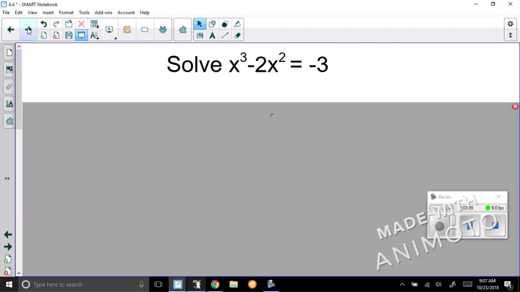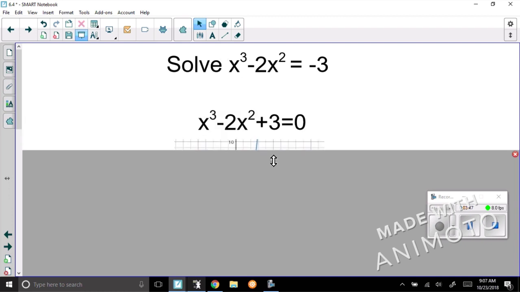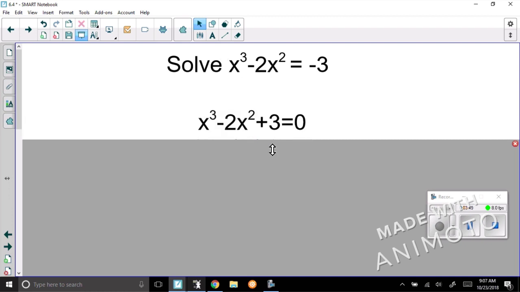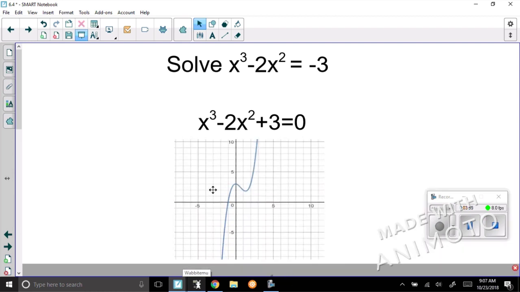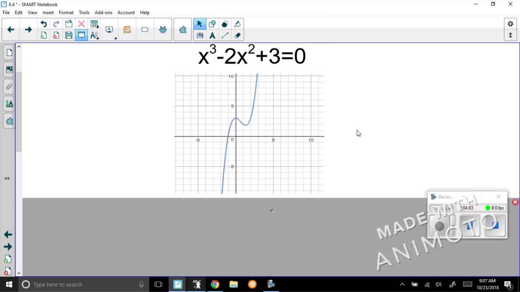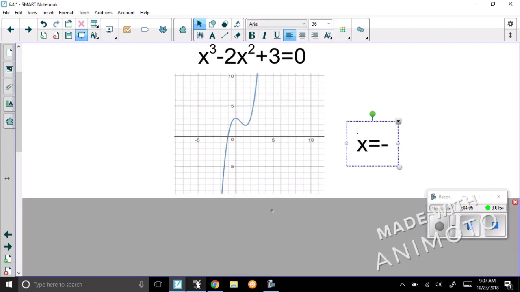Now, it's not always going to be that nice and easy. Remember our first step, get it equal to 0. So pause the video, do that. And here's your check. x cubed minus 2x squared plus 3 equals 0. When we graph that in our graphing calculator, we get that image. We'll have to calculate that zero. And it is at -1. Is that zero there once we calculate it?